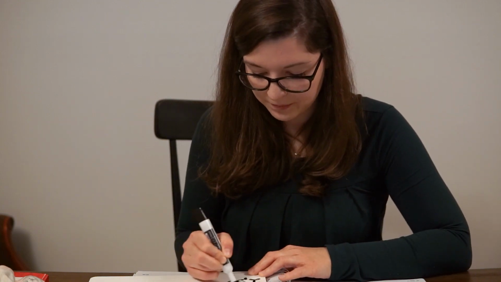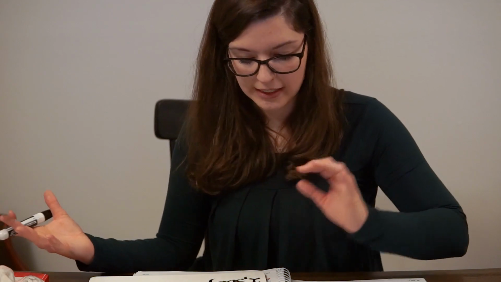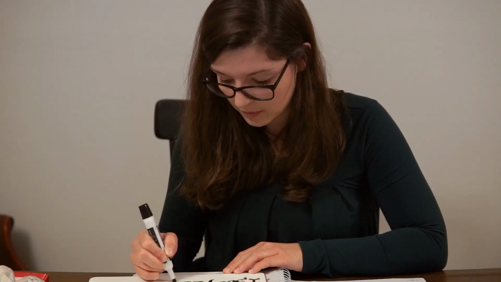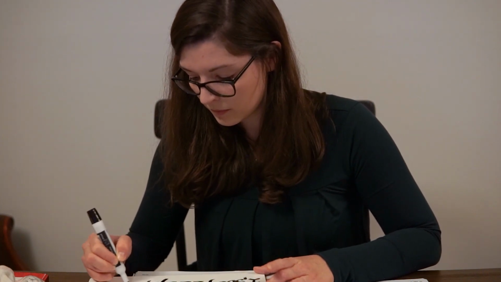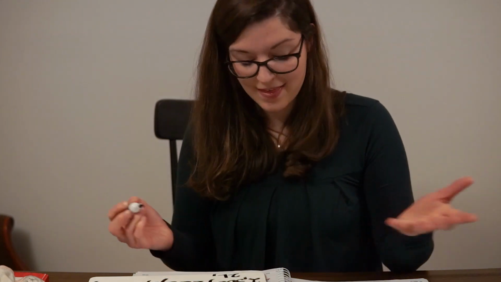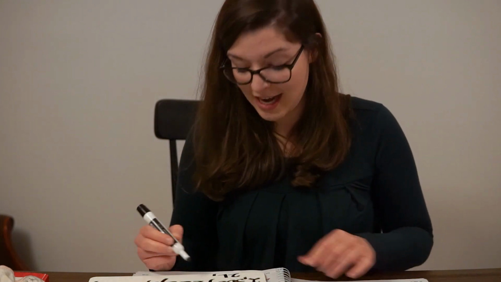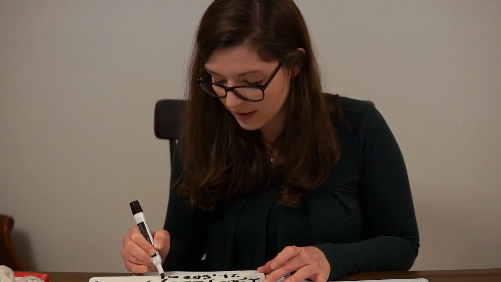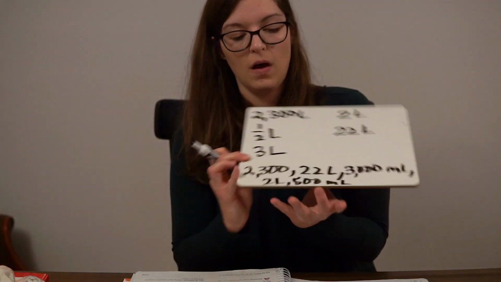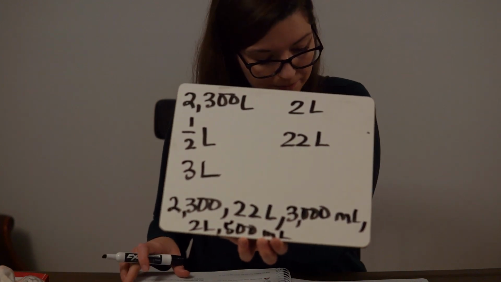So let's put those in order. Which one would be the greatest? Obviously 2,300, right? Which one would be the next greatest? Well, we said, 22 liters probably, right? The third one, I'm going to go with the thing I changed to 3 liters. Which one was that? 3,000 milliliters. Which one's next? 2 liters. And then the last one is the one we changed to half, which is 500 milliliters. And I just wrote mine all in order with commas in between them.